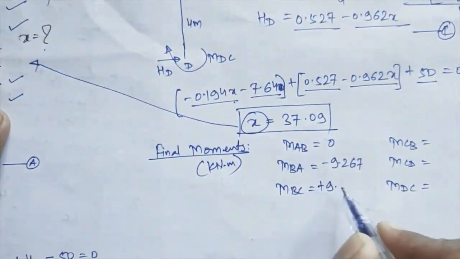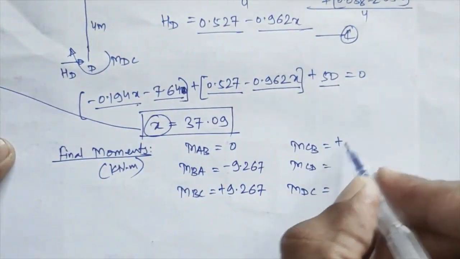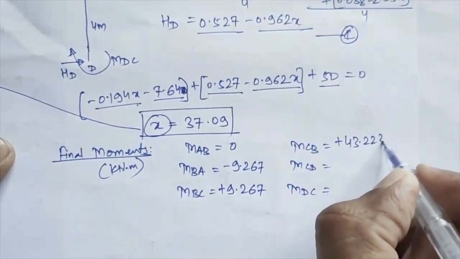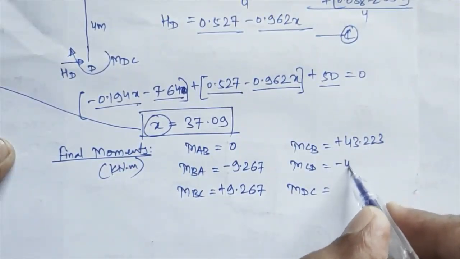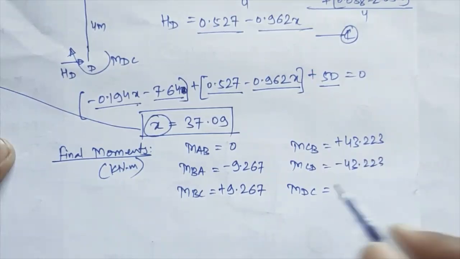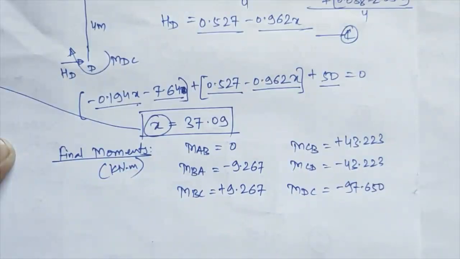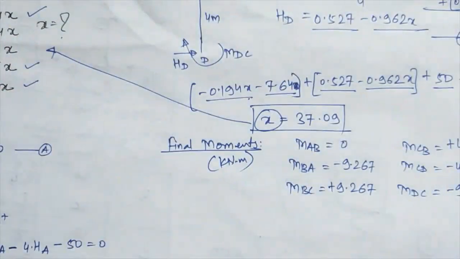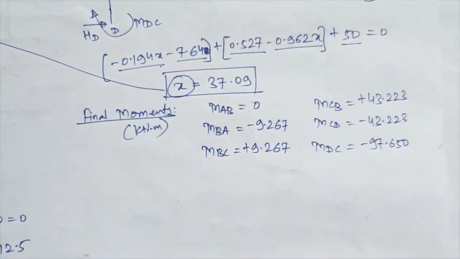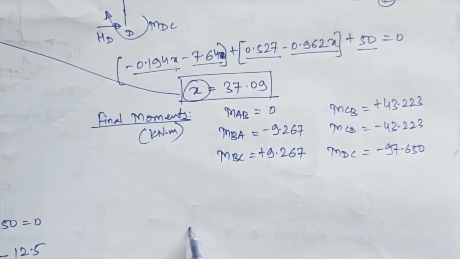Next MBC, after substituting x, I get this as plus 9.267. CB I am getting as plus 43.223, and DC I am getting as minus 43.223, and last value I am getting as minus 97.6. So all the moments I am getting here after calculating x. Okay, from this now we can plot the bending moment diagram.